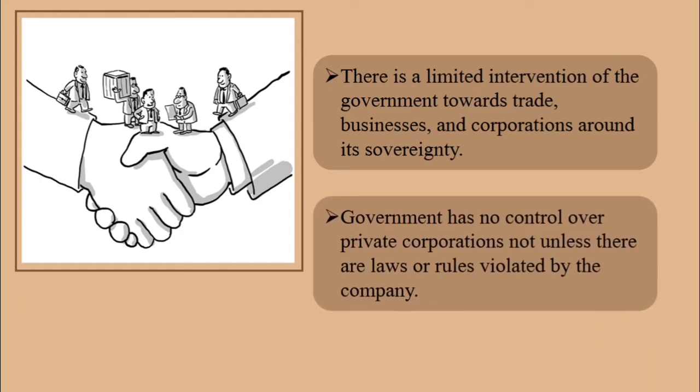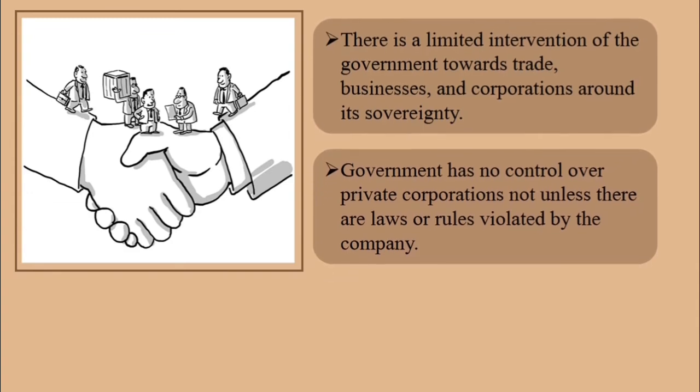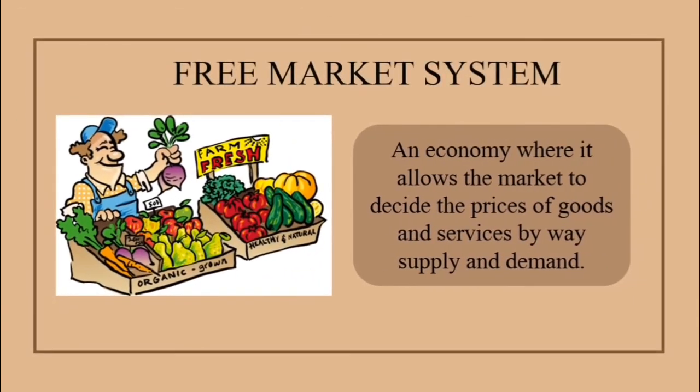Government has no control over private corporations, unless there are laws or rules violated by the company, which is why it is limited intervention. Here in regulation, it will then result in a free market system, which means an economy that allows the market to decide the prices of goods and services by way of supply and demand. And of course, it will be based on the individual's preferences, by his or her wants or needs.